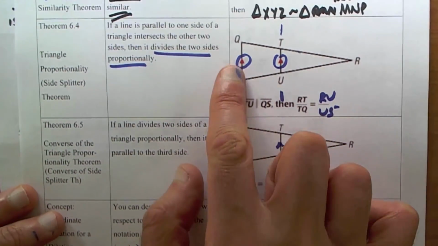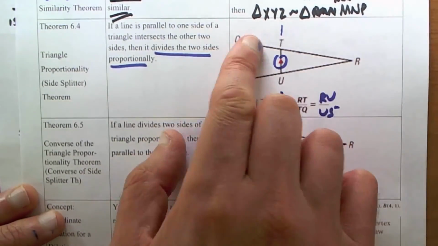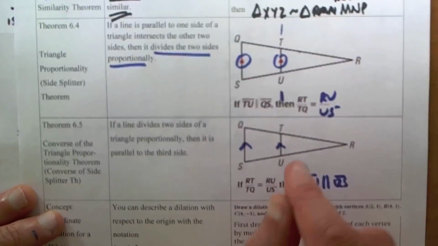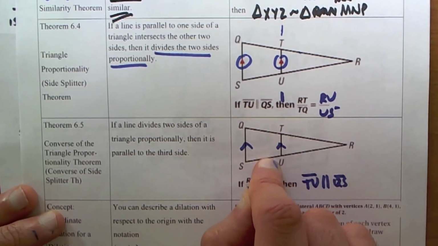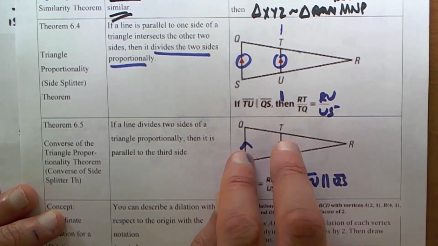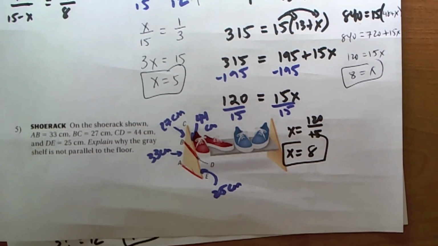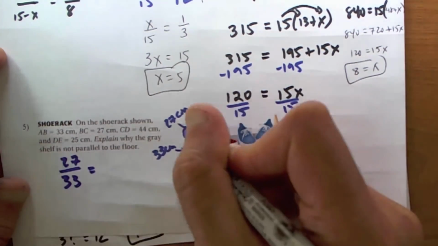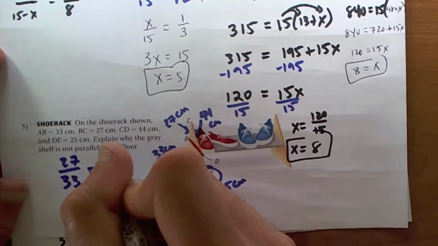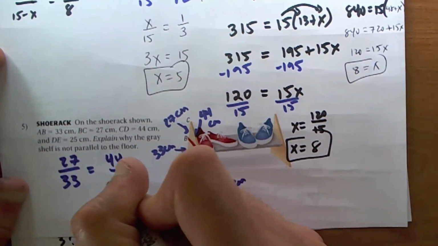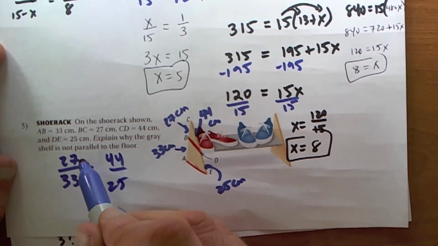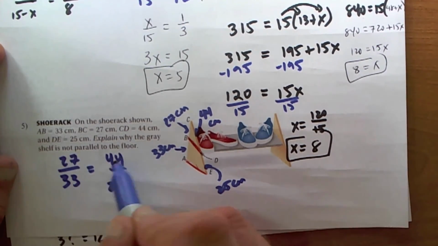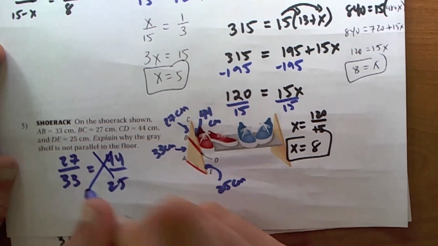Okay, if you remember back, we haven't done this one yet, but the original side splitter says if the lines are parallel, we can split the sides. The converse says if we can split the sides proportionally, this to this equals this to this, then I know the lines are parallel. So I could try to make a proportion. Look, 27 to 33, is that going to be the same as 44 to 25? Clearly we can see that the denominator is bigger on this side, the numerator is bigger on this side. These are clearly not the same fraction.